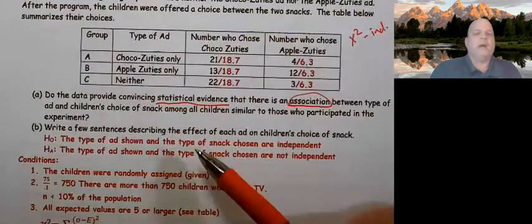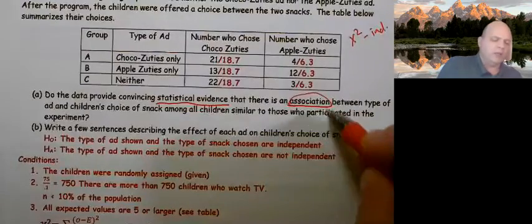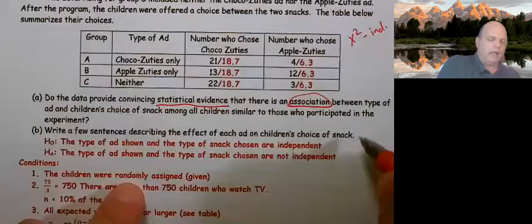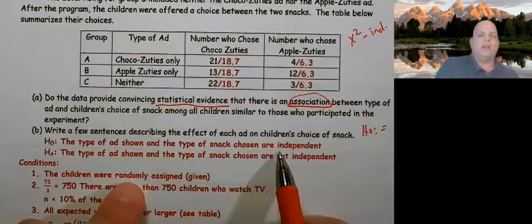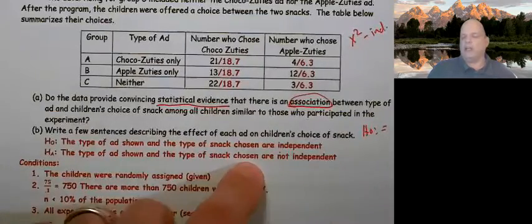The null: the type of ad shown and the type of snack are independent. Why? Because they said association, okay? And remember, I like doing H0 as an equal, so that means they are independent. The alternative: the type of ad shown and the type of snack chosen are not independent.